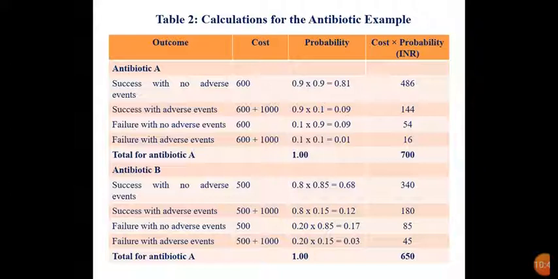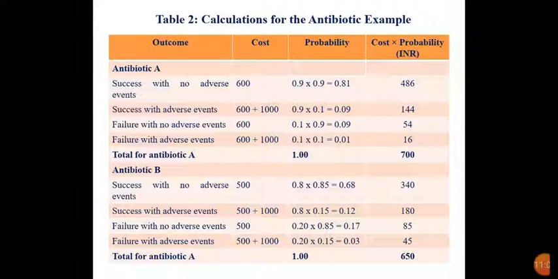So when you add all these probability values, the total for antibiotic A is 1, and the cost and probability is 700. That means 700 is the average cost for the patient.